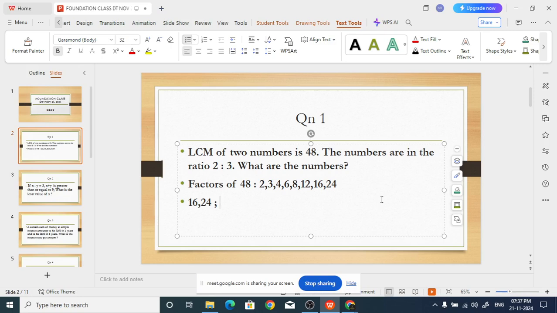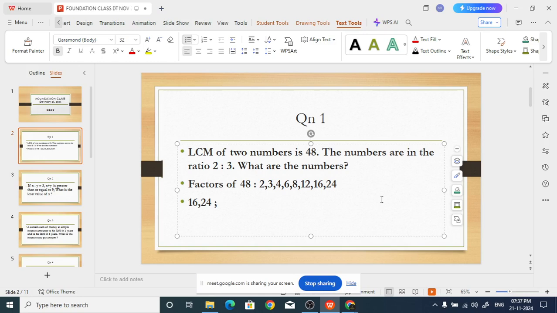Students, try to come in time. Okay. See, now what we did: we started looking at the factors of 48: 2, 3, 4, 6, 8, 12, 16, 24. And we know the LCM of these two numbers is 48, and those numbers are in the ratio 2 is to 3. 16 and 24, yes, they are in the ratio 2 is to 3. And the LCM of 16 and 24 is 48. So that is the right answer.